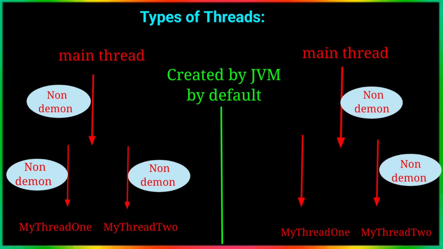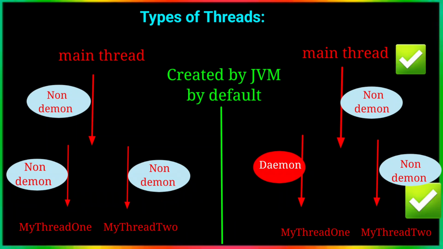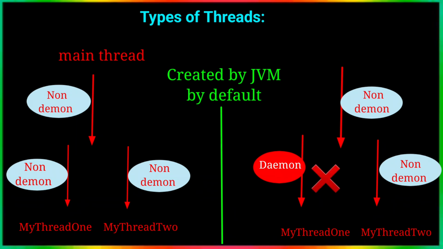Now in the second case, let's consider my thread 1 as a daemon thread. In this case JVM only takes care of execution of main thread and my thread 2. As soon as these threads get executed completely, JVM terminates and exits the program. JVM will not care whether this daemon thread's method executed completely or not.